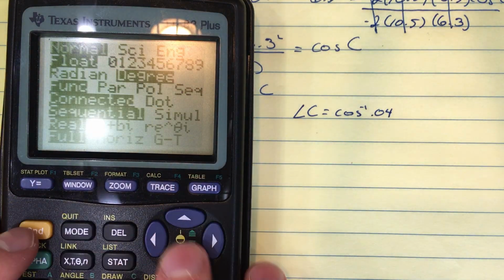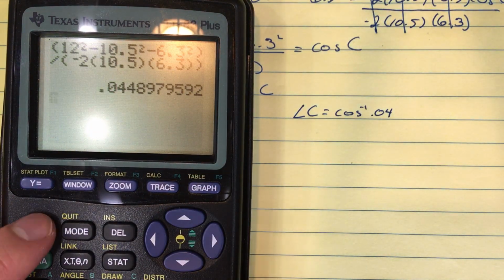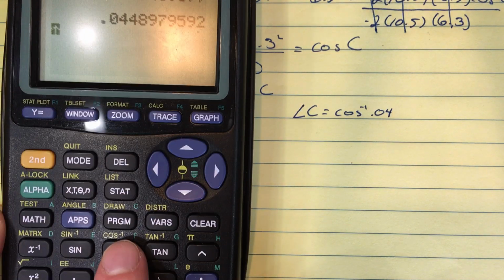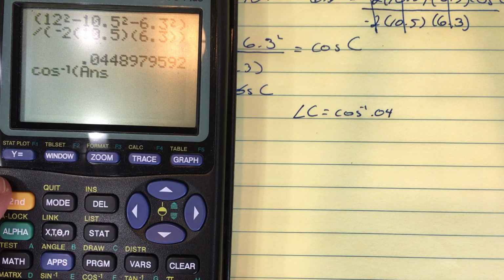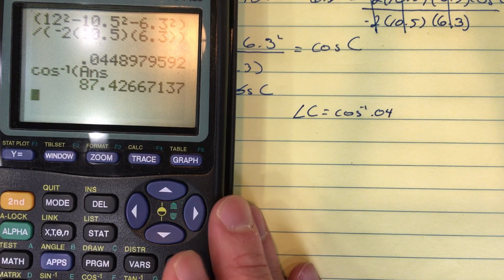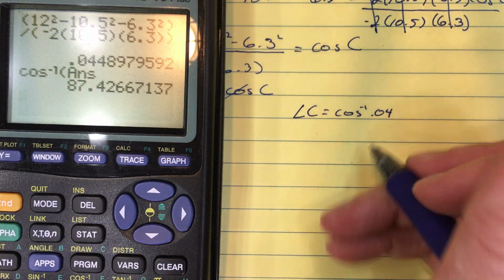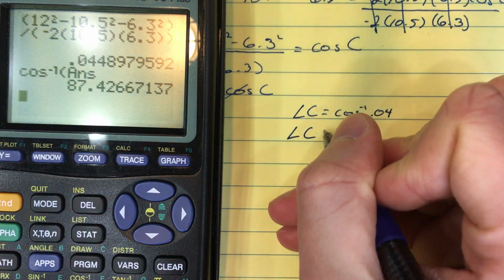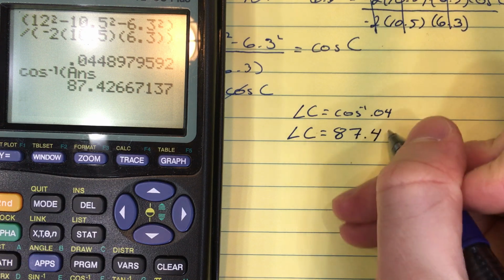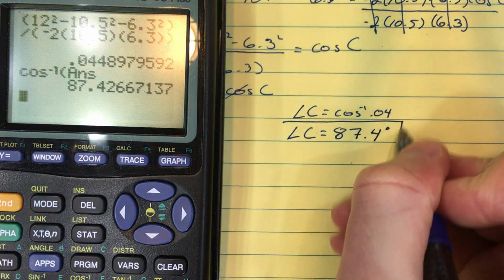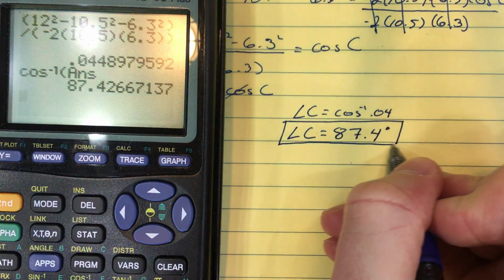And we again want to make sure we are in degrees. Looks good. So let's go cosine inverse. Hit second and then cosine to get cosine inverse. And then hit second and then the negative button to bring up your last answer. And we get 87.4. So that is our angle C, 87.4 degrees. So we have our first angle.